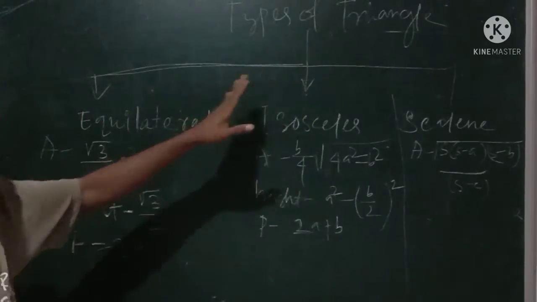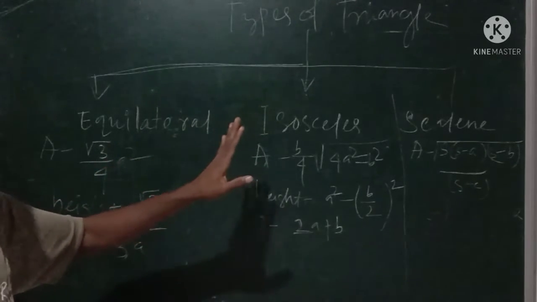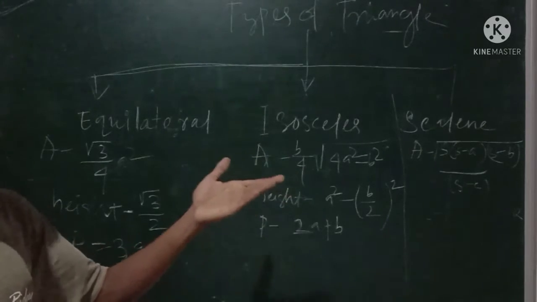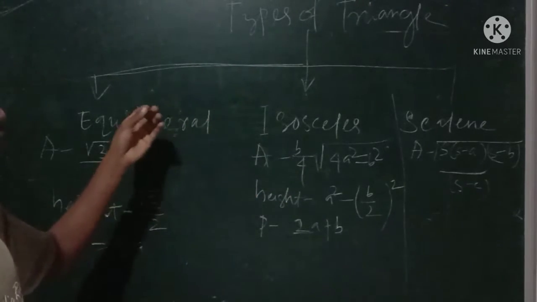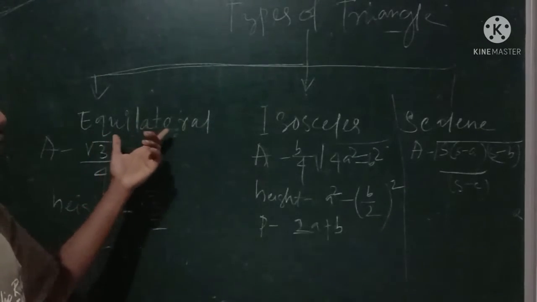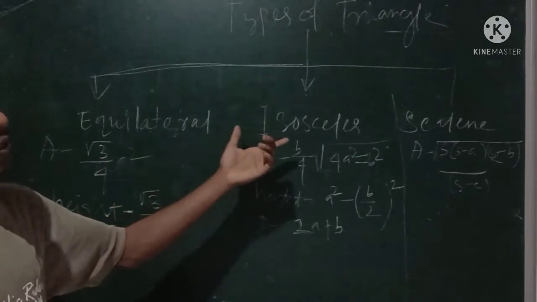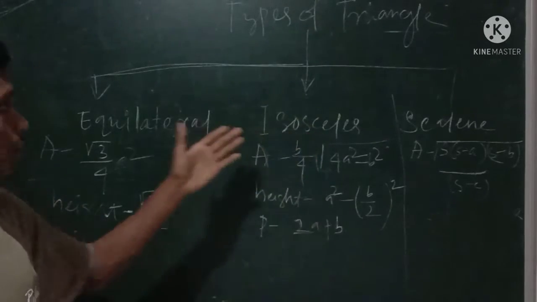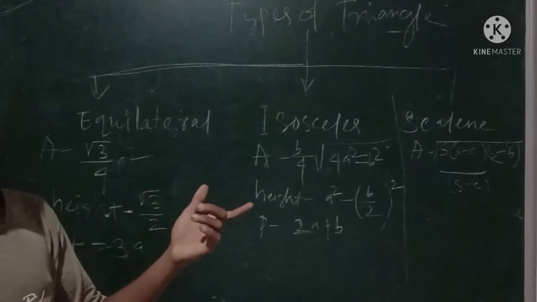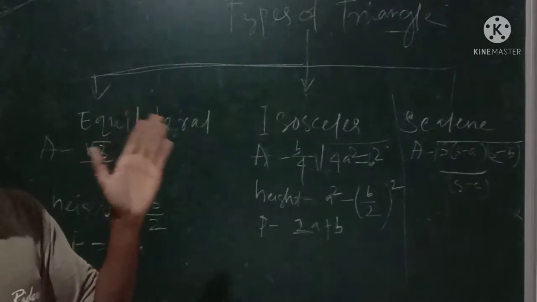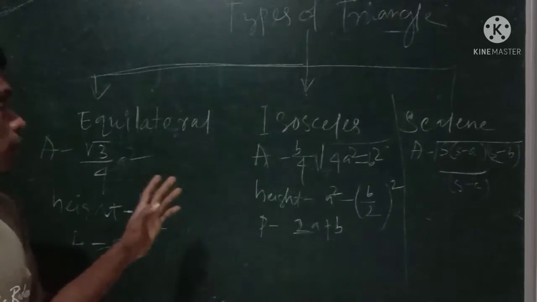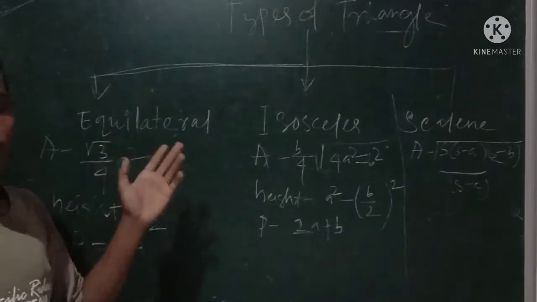There are types of triangles. There is also a right angle triangle. Basically, there are generally the equilateral triangle, isosceles triangle and scalene triangle. Equilateral means a triangle which has three sides equal. We call that an equilateral triangle.